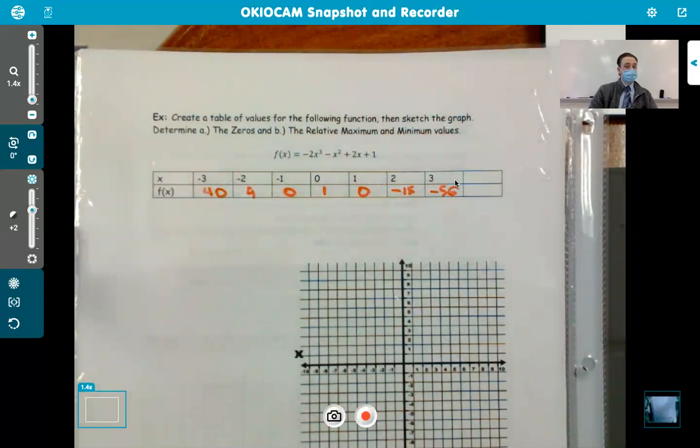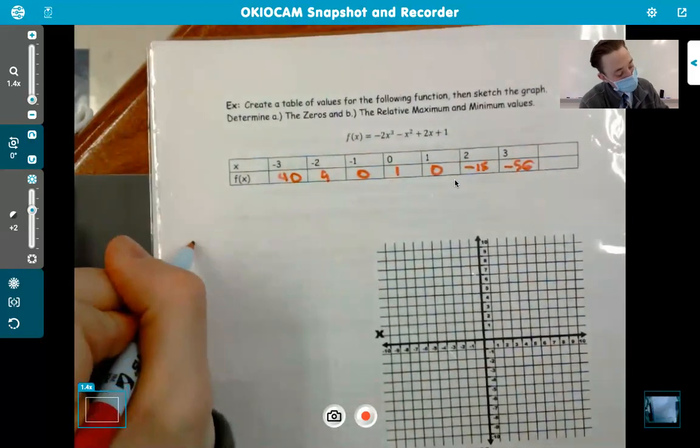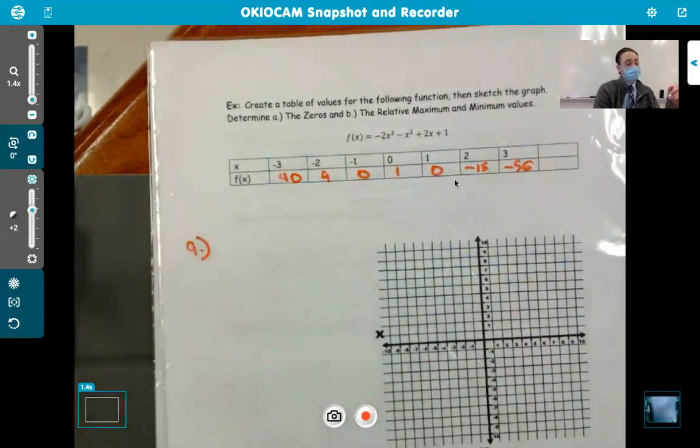Still have the same questions though. Given that table of values, which you would create on your own, you want to then determine where the zeros are and where the relative max and min values are. Okay. So part A, if I'm looking at the y values in that table, are there any that stick out as solutions for me? Where are my solutions to this polynomial function going to be?